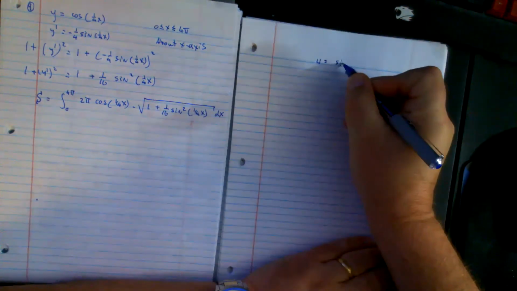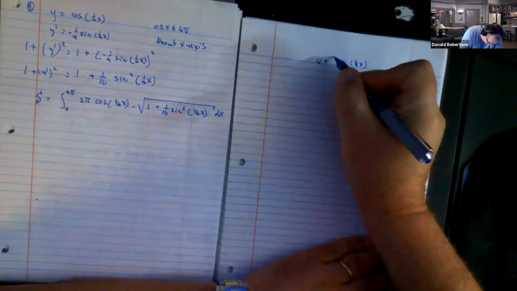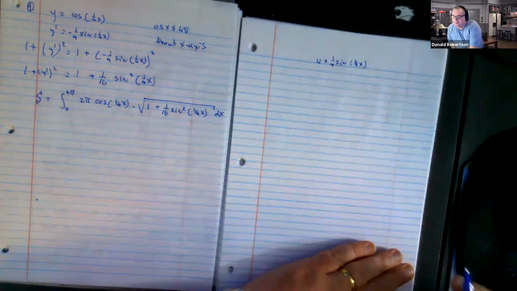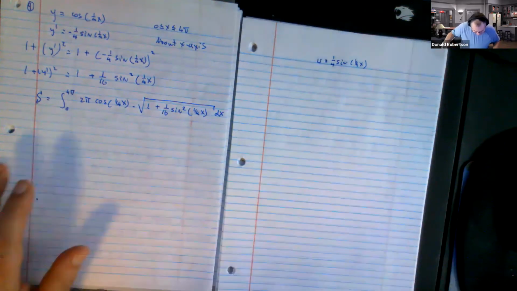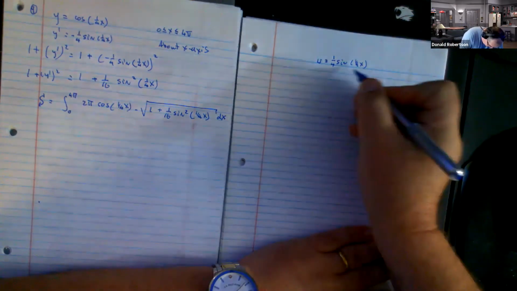Sine 1/4 x. I like that. I'm just going to add an extra quarter. It could work with sine 1/4 x, but you would have an extra couple of lines at the end that you'd have to do to fix something. So if I do this, I don't need that.